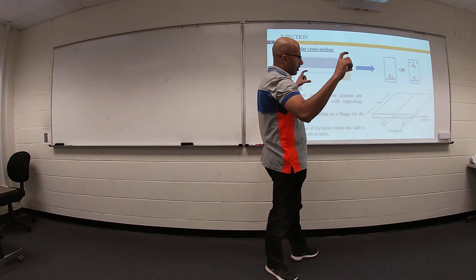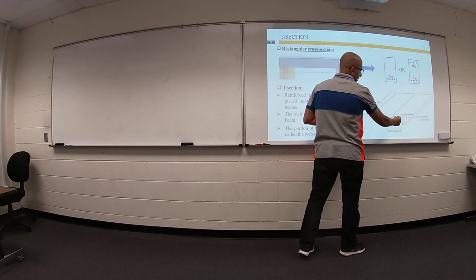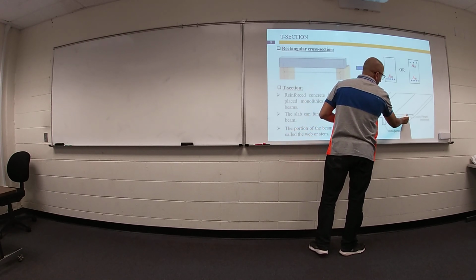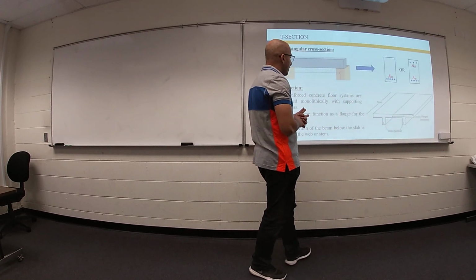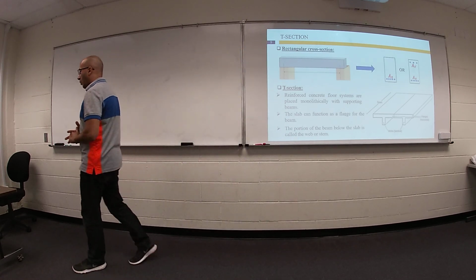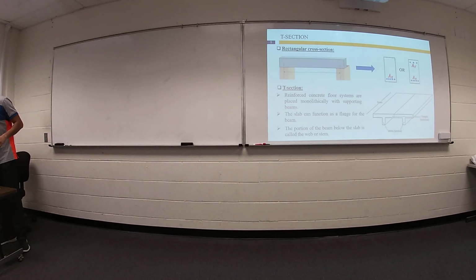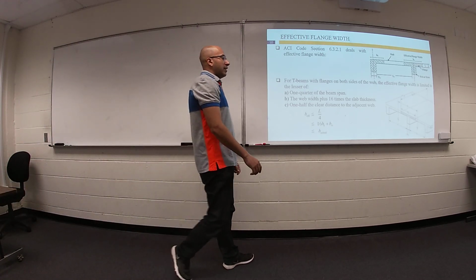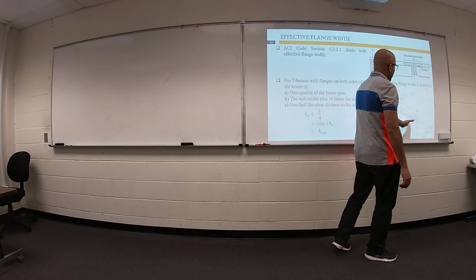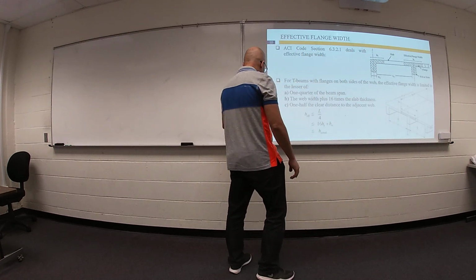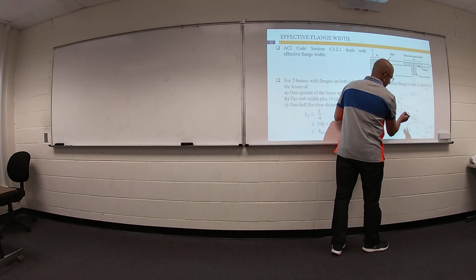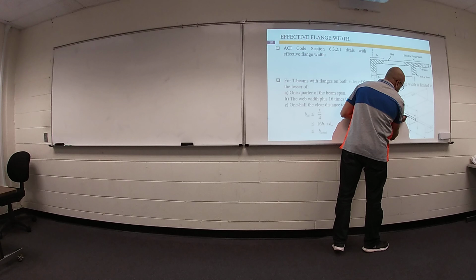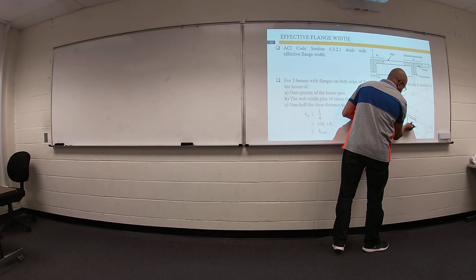So we have flange and web. This part called web. And part of your slab will work as flange. Not the whole width of your slab will work, only effective width. So if your beam is intermediate beam, we have a certain width of the slab will work together with your web as T section.